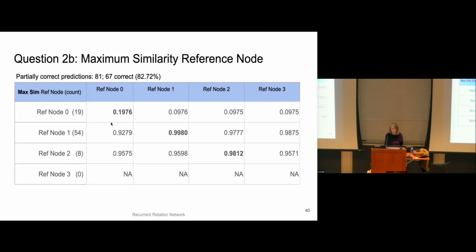And what's shown in each cell is the average similarity over all n, for this it would be all 19, to that reference node. So the 19 are not all that similar to reference node 0, but we see that the 54 are very similar to reference node 1. I mean, that's really high. I didn't expect to see similarities that high. And then these 8 are much more similar to reference node 2. So we do have a maximum similarity node for these 81 cases.